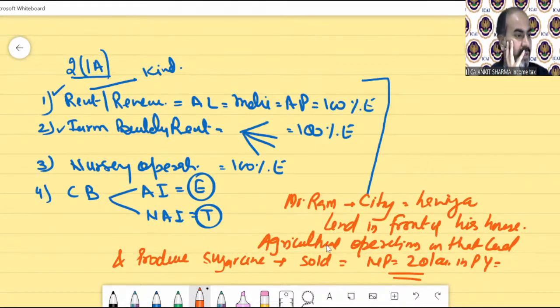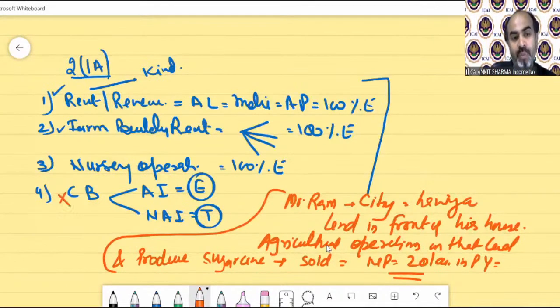Okay, so let's see the answer. The correct answer is this: 20 lakh will be treated as agricultural income. Some of you have said yes, some of you have said no. The correct answer is yes, it is an agricultural income, because I just told you, find it out. This example will fall in which category? Is it a part of composite business? No, because I have not told you exactly what is the meaning of composite business. We will discuss it. That is not a nursery operation.